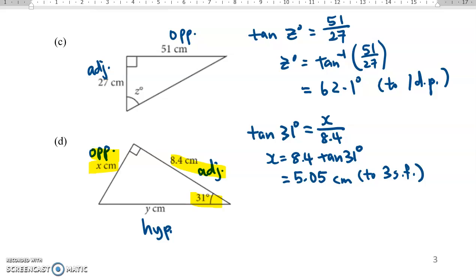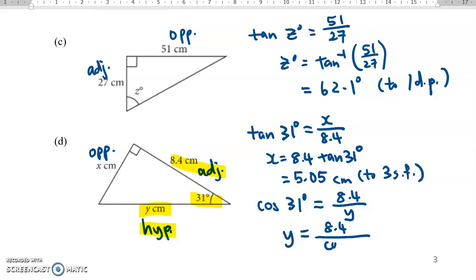Now to find y, I do not need to make use of my x because I have sufficient information. So I'll make use of the cosine of 31, which is the adjacent over the hypotenuse, then do my algebraic manipulation. So y is 8.4 over cosine 31, which is 9.80, corrected to 3SF.